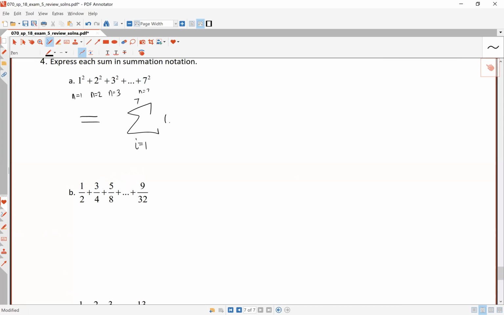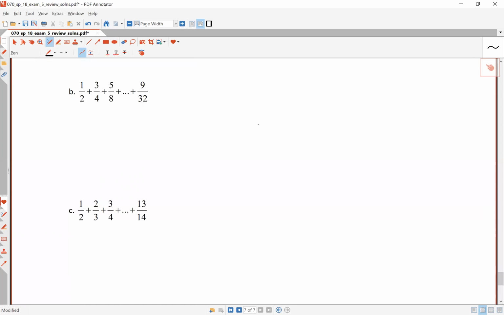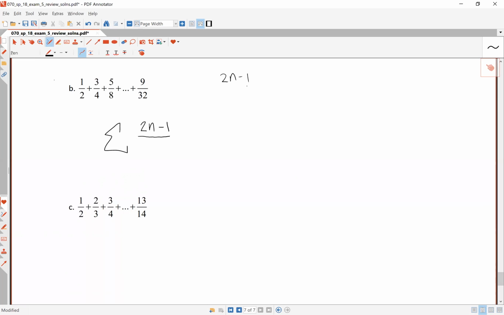Letter B. We're adding 1 over 2, 3 over 4, 5 over 8, 7 over 16, 9 over 32. The terms of the sequence. The numerators are all the odd numbers, 1, 3, 5, 7, 9. Adding 2 each step, so it's a 2n, and the 0th term before that would be a minus 1. So the numerators are all 2n minus 1.